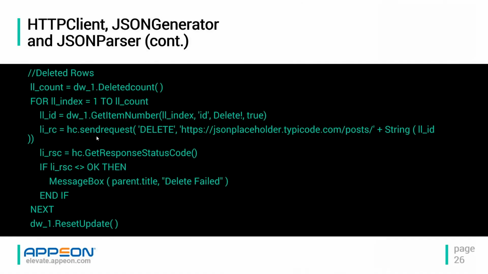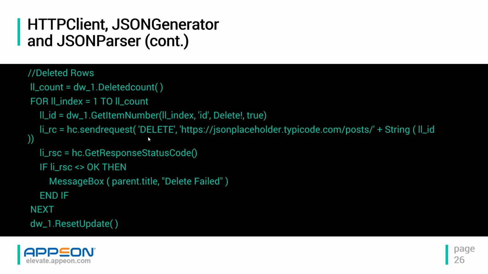Deletes are in the delete buffer. So I'm now going to loop through the rows that are in the delete buffer. And once again, I'm going to grab the ID value, and that's basically all I need to grab. I don't need the rest of the data that's in the row in order to do a delete. I just need the ID value. That's the key for the row.